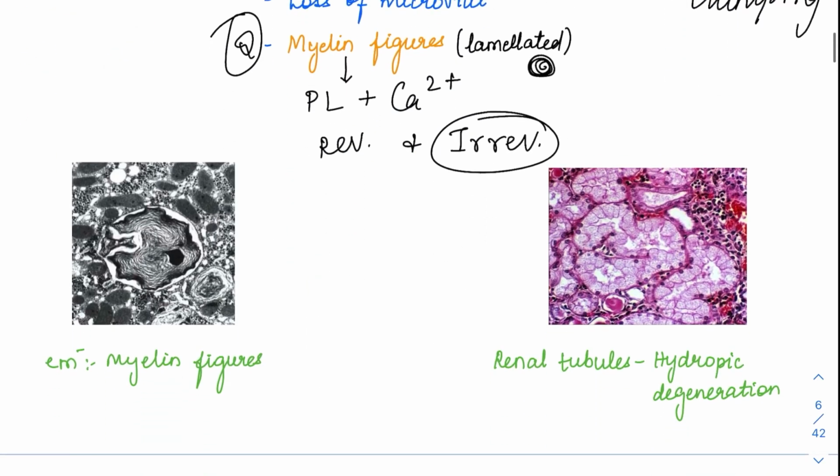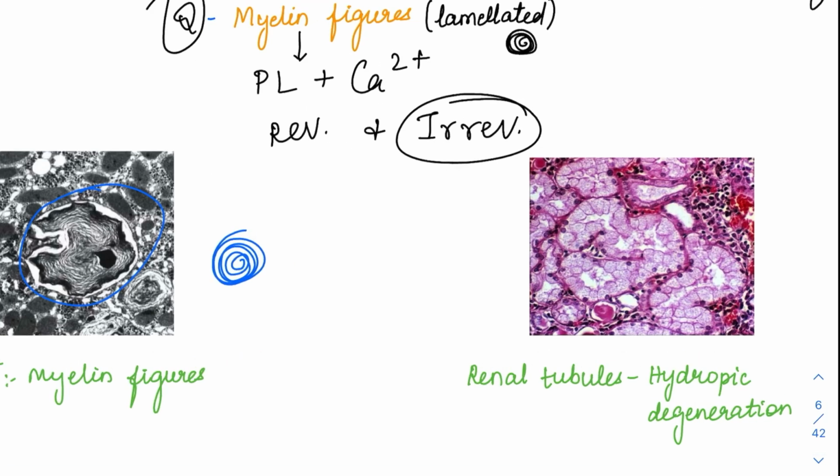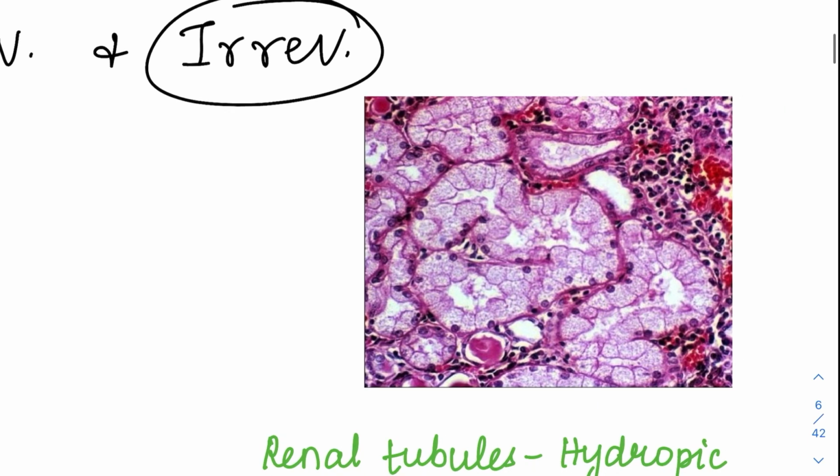So let me show the image based questions related to this. This first image is the myelin figures. Can you appreciate this structure, which has this lamellated, onion skin kind of appearance? This is nothing but a myelin figure, which is composed of phospholipids and calcium. Then the second image is that of a kidney renal tubule actually.